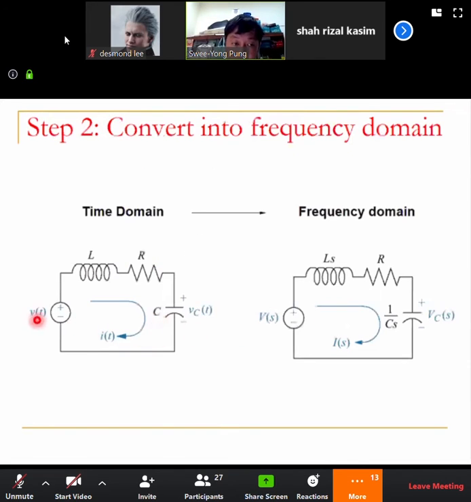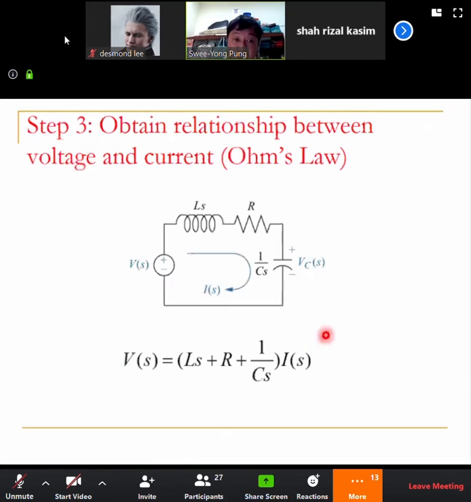Now, for voltage, the input voltage in time domain is Vt, but in frequency domain is Vs, right? The current flow in time domain is It, but in frequency domain we change to big Is, right? And in step 3, we can actually get the relationship between voltage and current. How do we get it? Voltage referring to this input voltage, and the current flowing through this loop, right?